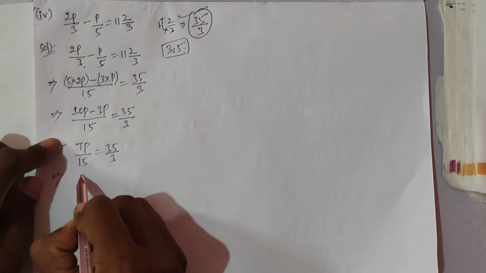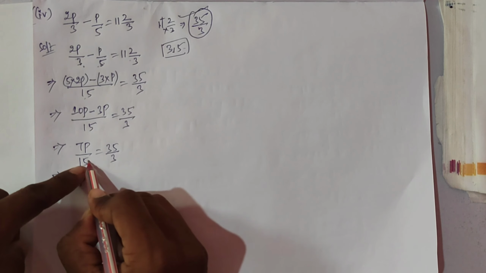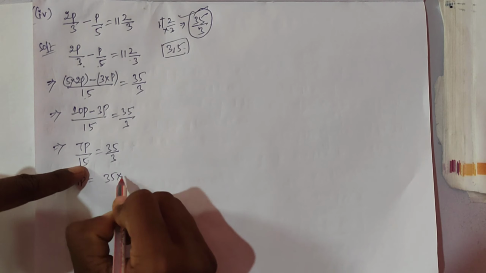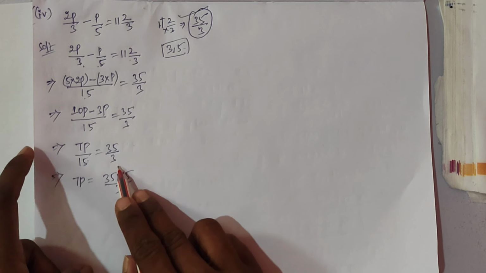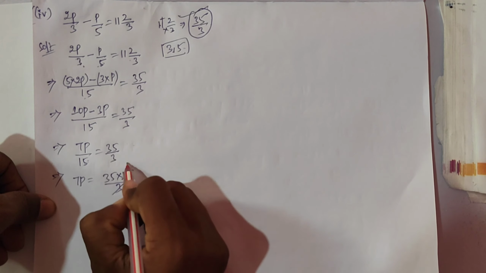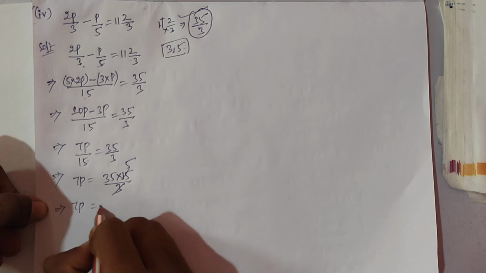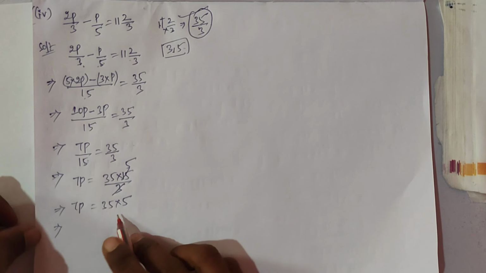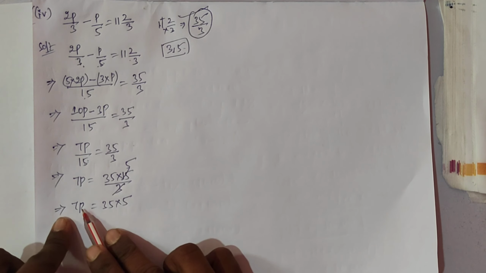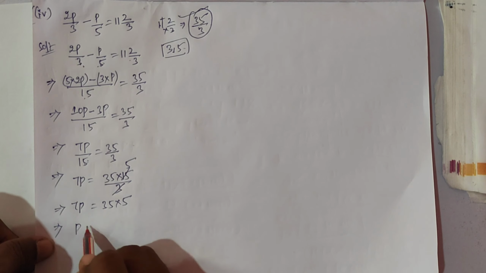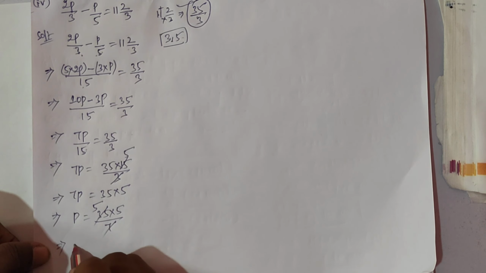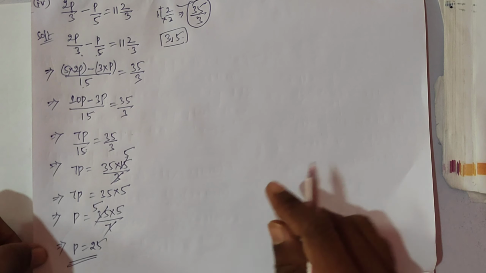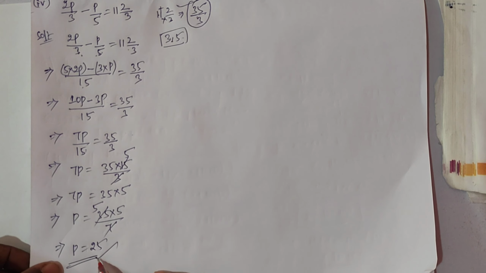Clear? This implies 7p is equal to, this division quantity becomes what here? Multiplication. Becomes 35 into 15 by 3. Clear? Because doing cross multiplication, a division quantity becomes what here? Multiplication. Now 3 1s and 3 5s. Right? This implies 7p is equal to 35 into 5. So we have almost reached a reducible form, but here we have to find the value of p. A multiplication quantity becomes what here? Division. P is equal to 35 into 5 by 7. Multiplication becomes division. 7 1s and 7 5s are 35. This implies p is equal to how much? 5 5s are 25. So therefore the value of p is equal to 25.